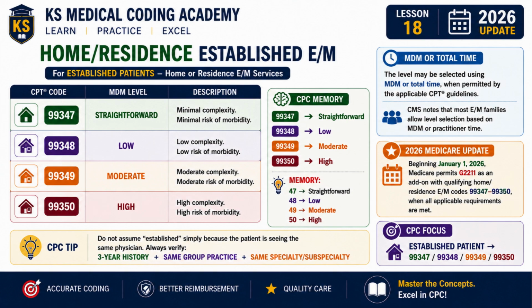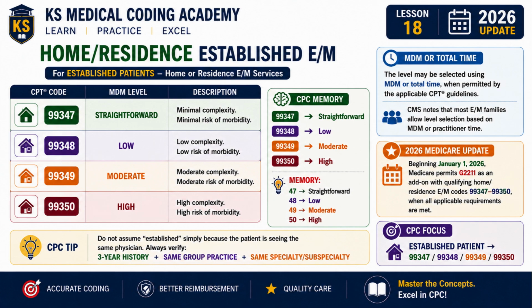Now let's review home or residence E/M services for established patients. The current code family includes 99347, 99348, 99349, and 99350. 99347 represents straightforward MDM, 99348 low, 99349 moderate, and 99350 high.